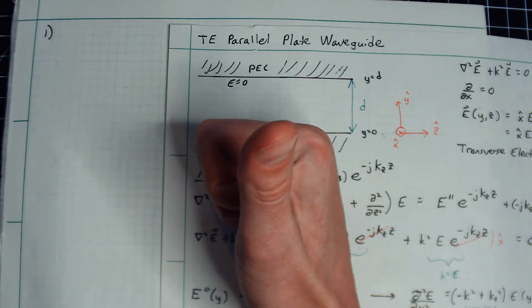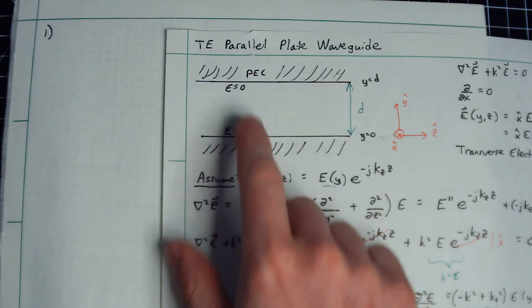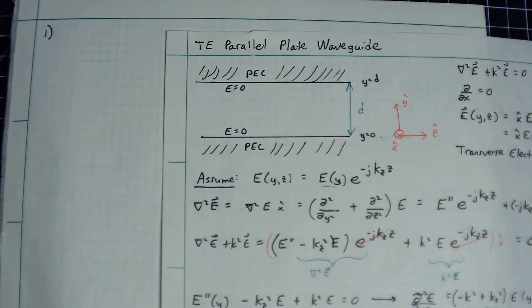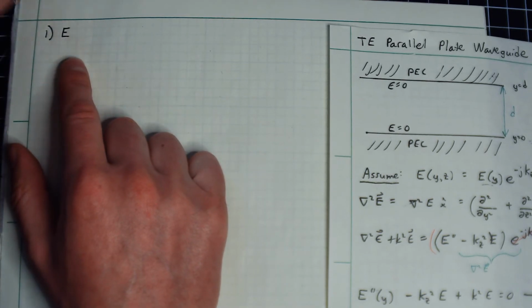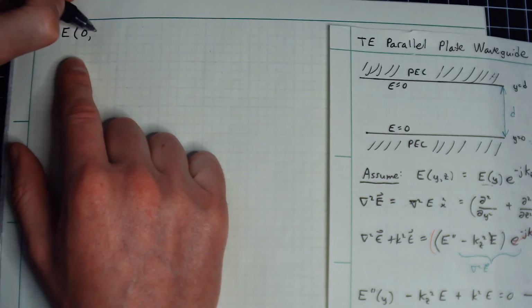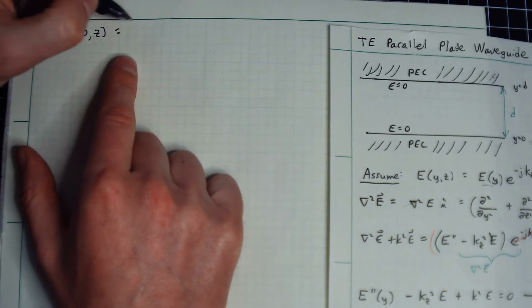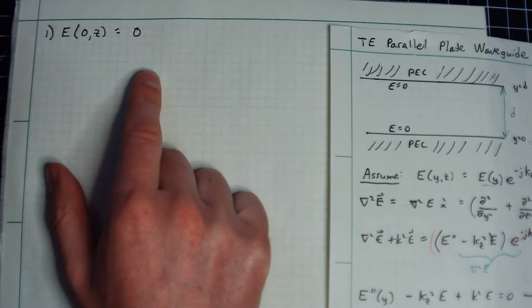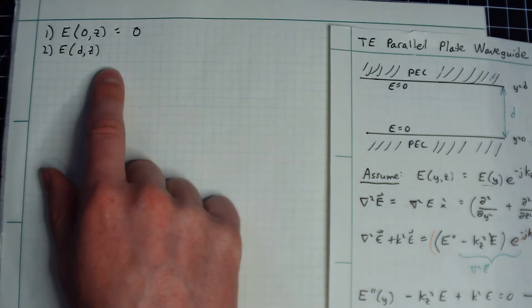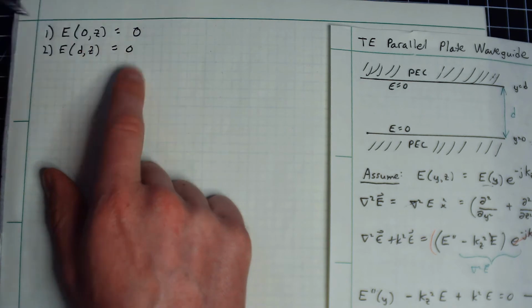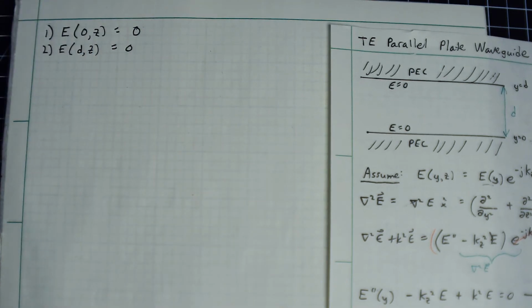So my electric field is tangential, it's parallel to these plates, and so it has to be 0 at these edges. So you write that by simply saying E of 0 comma z is equal to 0. That's my first condition. And then I write E of d comma z is also equal to 0. Those are my two boundary conditions.